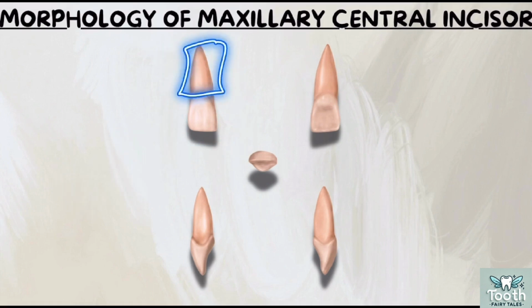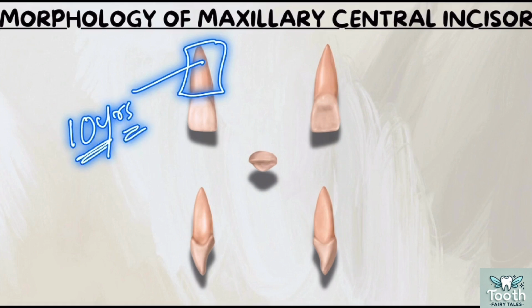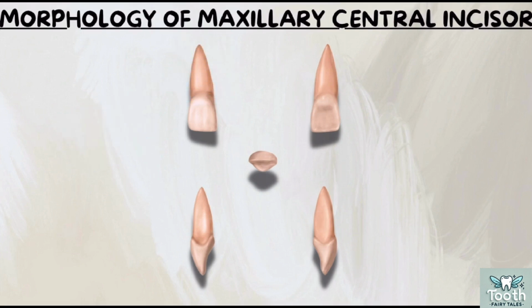Root formation is completed at 10 years, that is, approximately 2 to 3 years after the tooth erupts into the oral cavity. So this is the developmental timeline of the permanent maxillary central incisor.